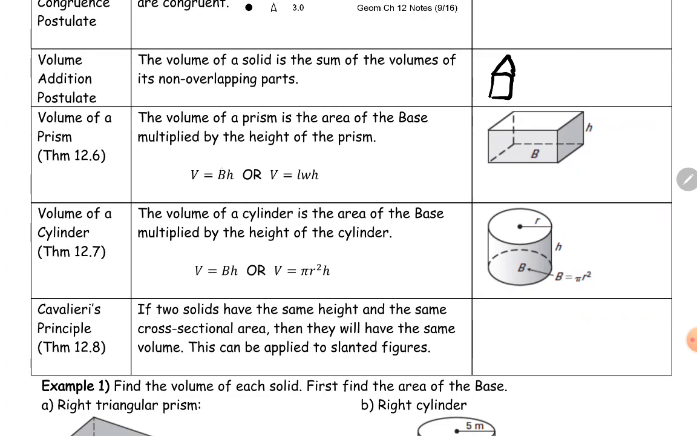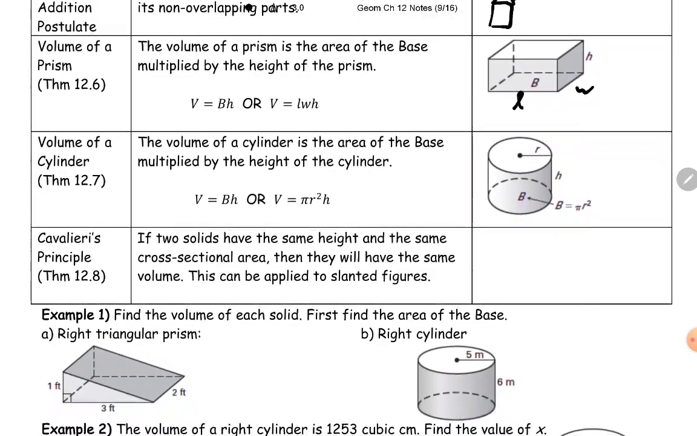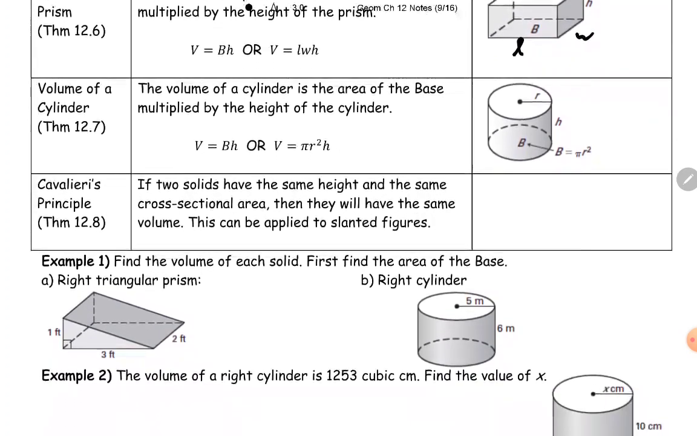Volume of the prism is the area of the base times height. If we have a rectangular prism, then it's just length times width times height. If we have a cylinder, it's area of the base times height, which is pi r squared times height. So if two solids have the same height and have the same area for their base, then they will have the same volume.